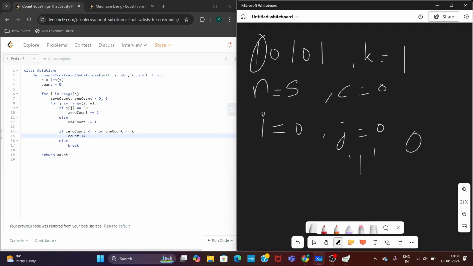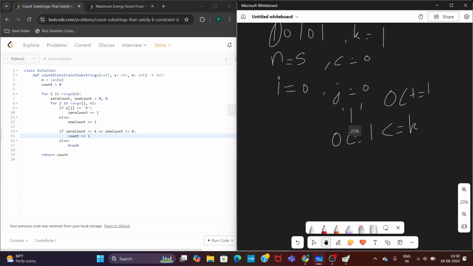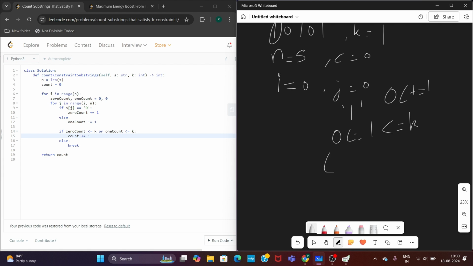My 1 count will be incremented by 1. So we will check that the 1 count is now 1, which is less than or equal to k over here. So in this case, my counter variable will be 1. My c will be equal to 1. Then j equals 1.